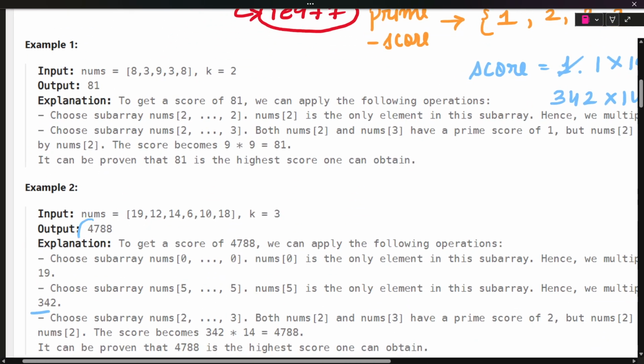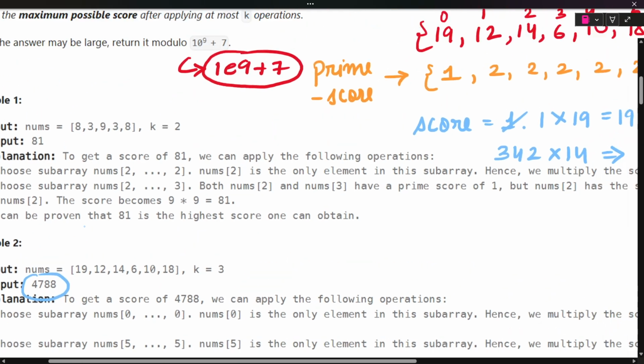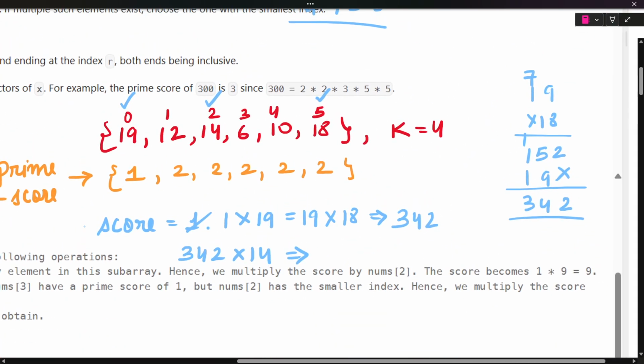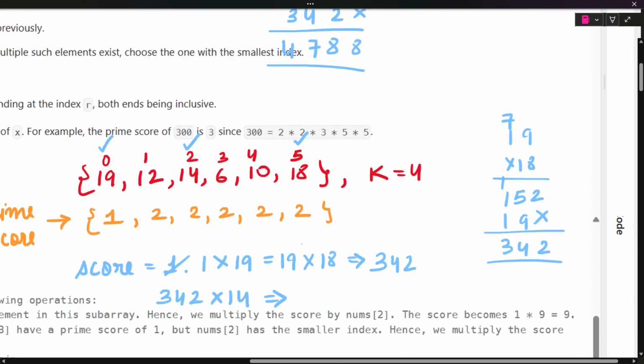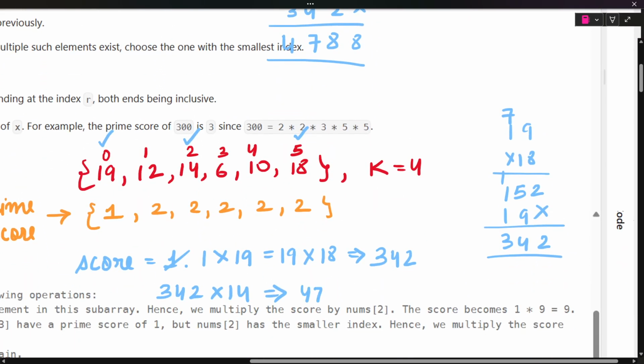Right? If our k was equal to 3, this would be our answer. 4, 7, 8, 8, 4, 7, 8, 8. Right? I should have also decreased the value of k. So it will become 3.